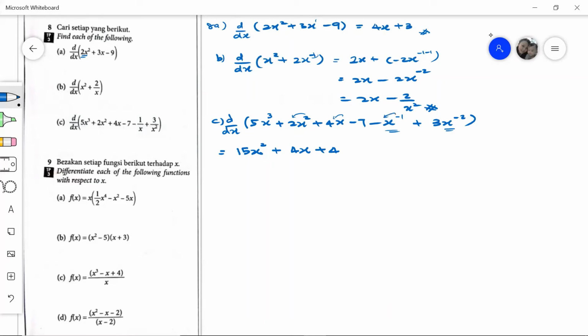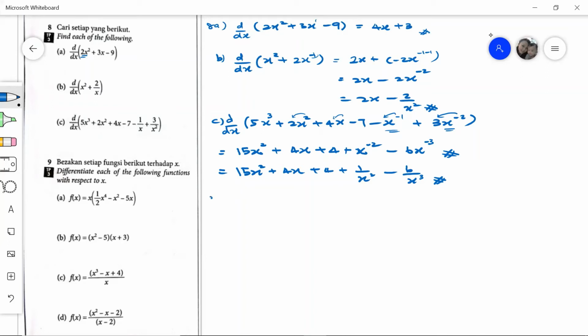And then this one, bring it down, becomes positive 1 because negative times negative is positive. So positive x to the power negative 1 minus 1, negative 2. And then minus 3 times 2, 6, bring this down to multiply, and then x to the power negative 2, negative 1, so we have negative 3. So this is the answer. We either leave this as our final answer or we rewrite it so that we get x squared minus 6x cubed. Both are acceptable. So that's question number 8.